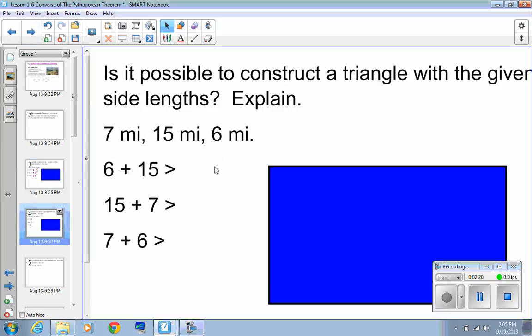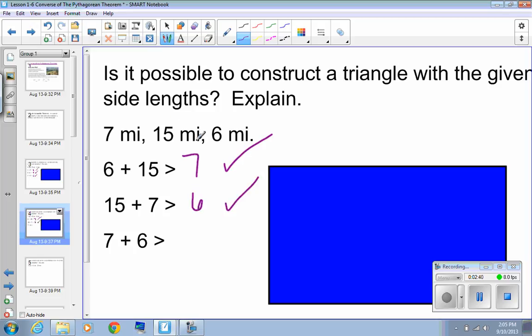So let's look at this one. It's a 7, 15, and 6. So I'm going to add 6 plus 15. Is that greater than 7? Yes. Then I'm going to add 15 plus 7. Is that greater than 6? Yes. Then I'm going to add 6 plus 7. Is that greater than 15? No.